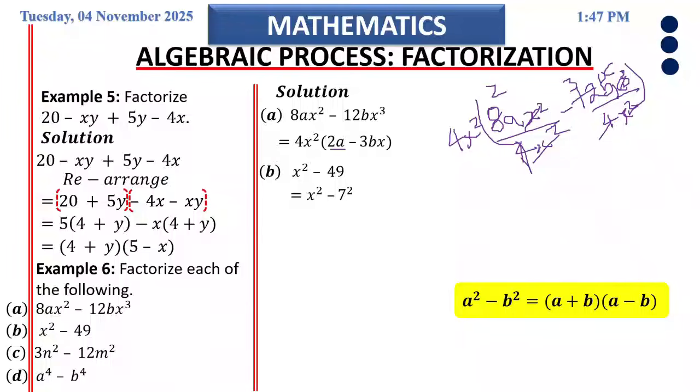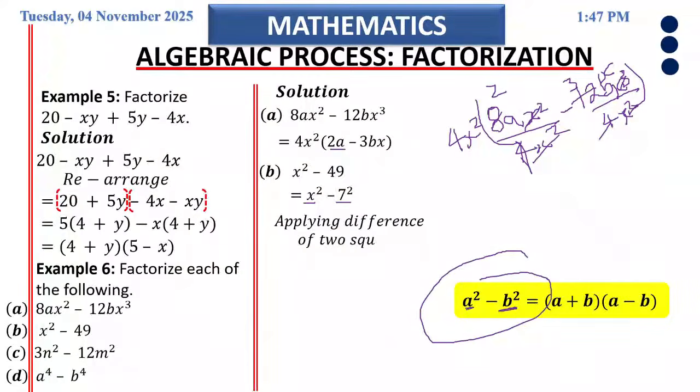From what you have here, you agree with me that you have x squared minus 7 squared. If you have it in that way, you can conveniently apply this. So where x is our a, and 7 is the b, as far as the expression is concerned. Applying difference of two squares, we can simply write x plus 7 and x minus 7. That's your final answer. It's as simple as that.